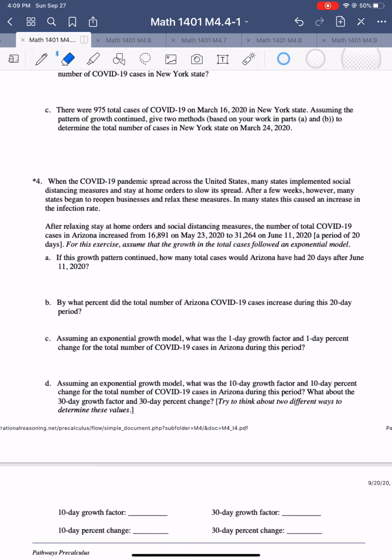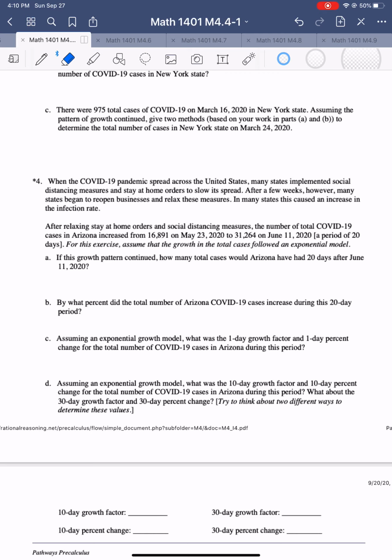Okay, so in investigation 4, I will do 2, 4, A through E, and then number 8, okay? So I need to do number 4. In number 4, when the COVID-19 pandemic spread across the United States, many states implemented social distancing measures and stay-at-home orders to slow its spread. After a few weeks, however, many states began to open businesses and relaxed these measures. In many states, this caused an increase in the infection rate.